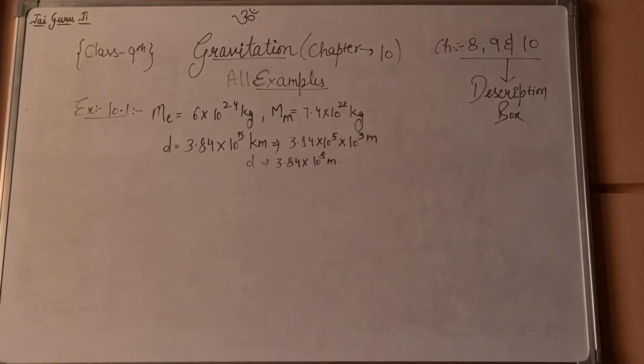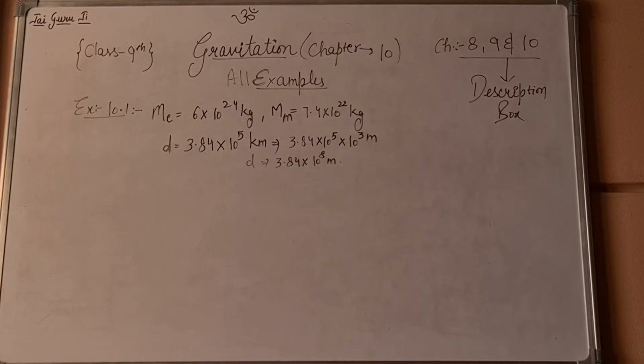So here the distance between the earth and the moon is in kilometer, so we have to change this kilometer into meter. 1 kilometer has 1000 meter, that is 10 to the power 3 meter. So 3.84 into 10 to the power 5 into 10 to the power 3 meter. Now both bases are the same, so the powers should be added together. So 5 plus 3 is 10 to the power 8. Now d is equal to 3.84 into 10 to the power 8 meter.